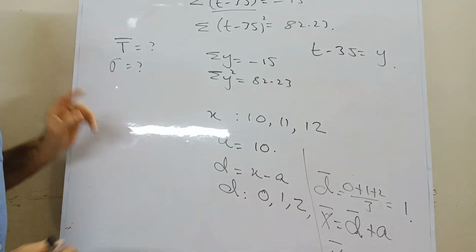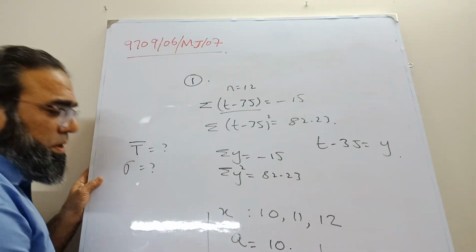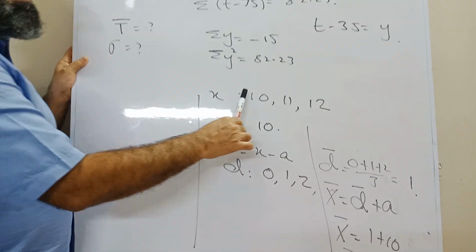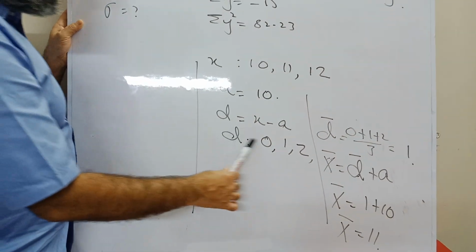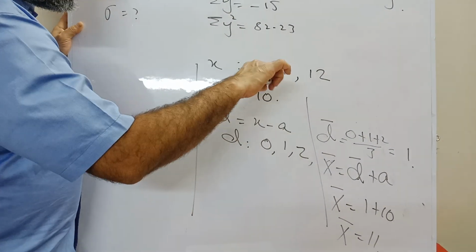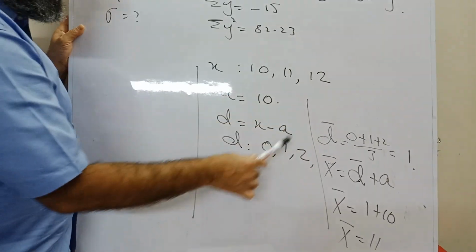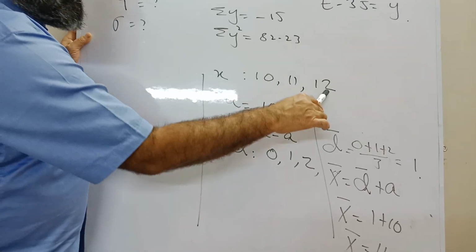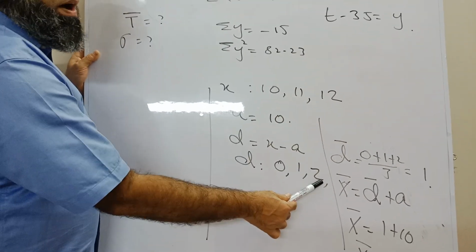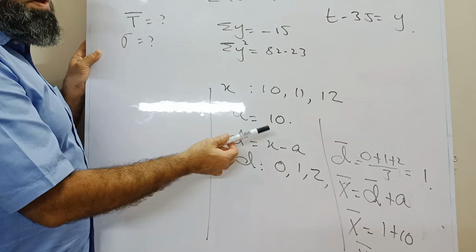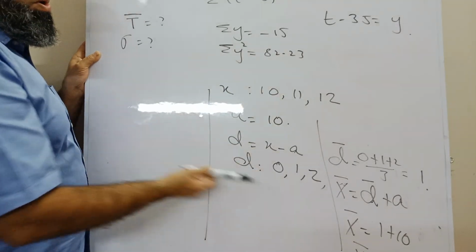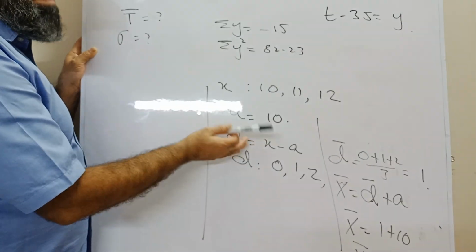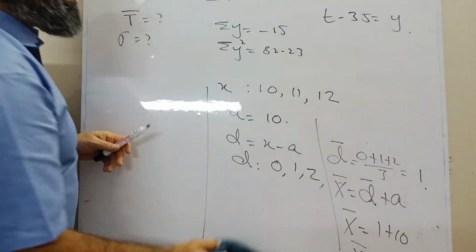The second thing is about the standard deviation. If you look at the spread of this data, the difference between 10 and 11 is the same as the difference between 0 and 1. The difference between 11 and 12 is the same as the difference between 1 and 2. Therefore, the standard deviation of the original data and the standard deviation of the new data are going to be absolutely the same. So I'll be applying this over here.